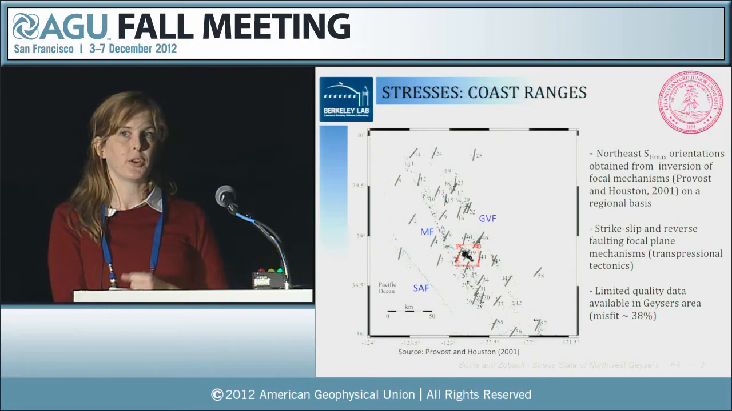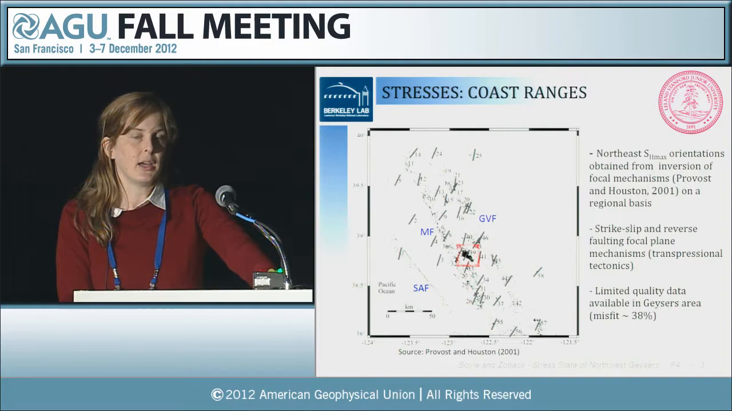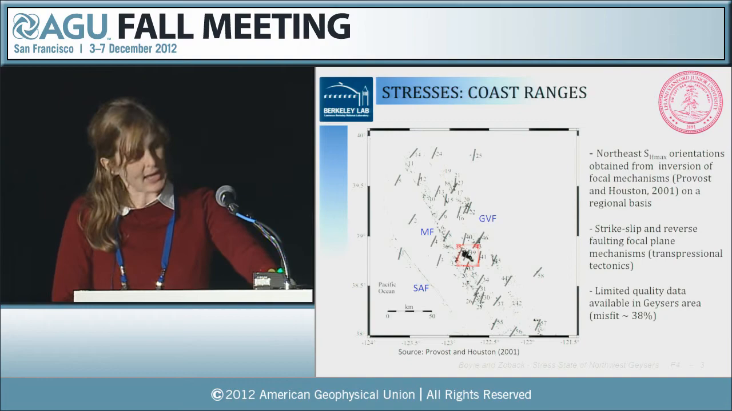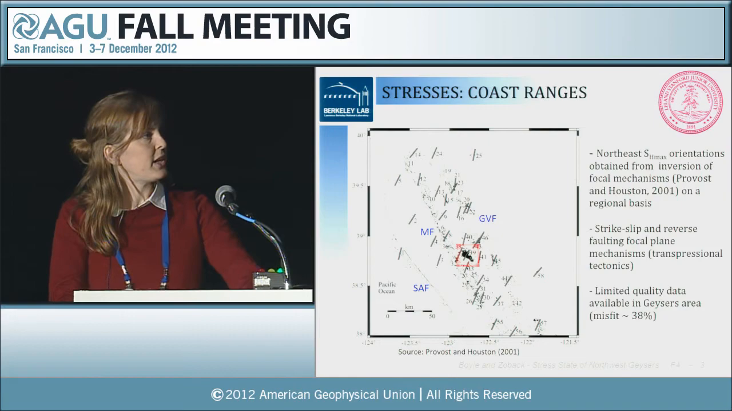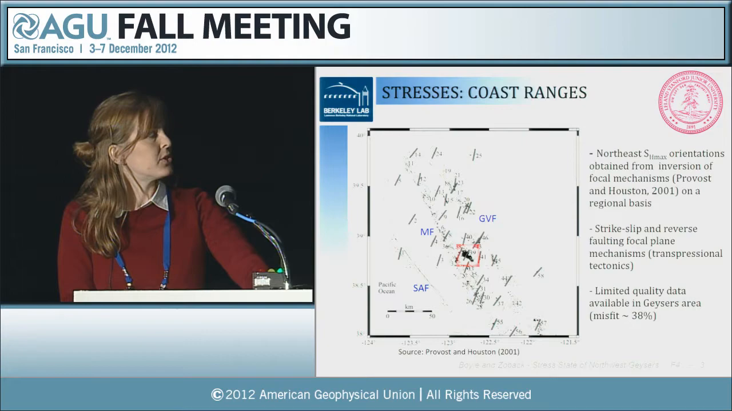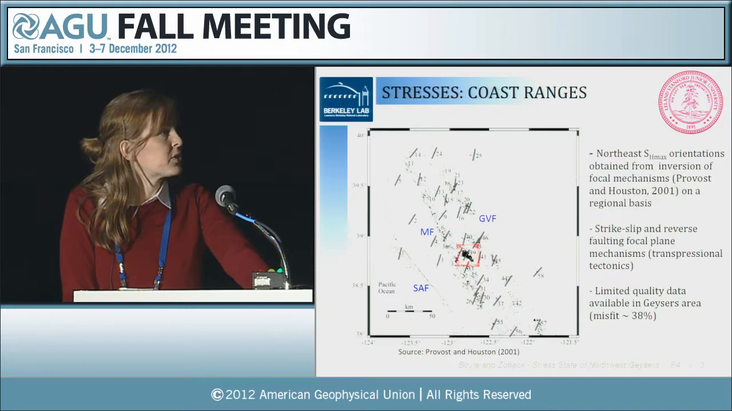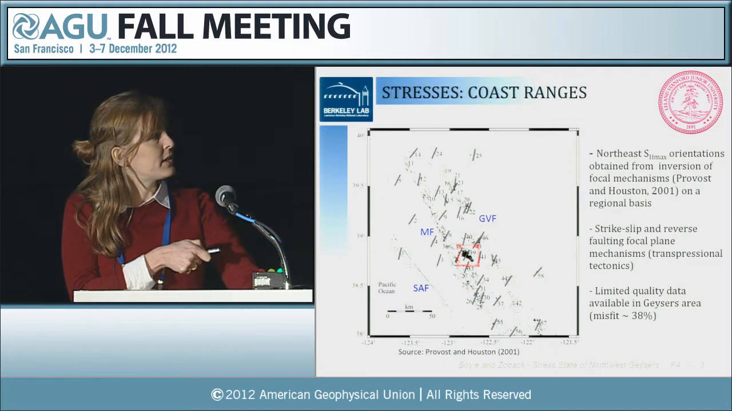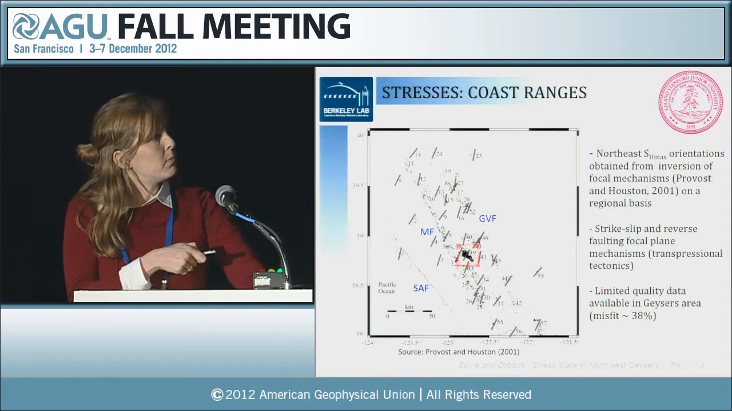Each bar on this plot is an orientation of SHmax obtained from the focal mechanism inversions. In some areas, the microseismic data was pretty sparse, but in other areas, like the Geysers shown in red, there's an abundance of data. Each of these little lines has a bin number associated with it. Bin 39 corresponds to the Geysers. What Provost and Houston found was a northeast SHmax orientation throughout the region, and it's very consistent. There is a little bit of northward rotation up towards the Sutter Buttes, but generally it's north-northeast in orientation.